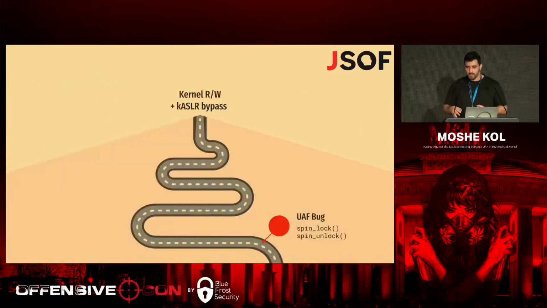So now we are here, we have a use-after-free bug, which is only the spin lock and spin unlock, and we want to reach the ultimate goal of having a kernel read-write and bypassing KASLR, from which we can escalate to root fairly easily. And we also want a generic exploit that can be easily adaptable to any lock offset, and that will work on multiple kernel versions and devices. And of course, we want a reliable exploit too.